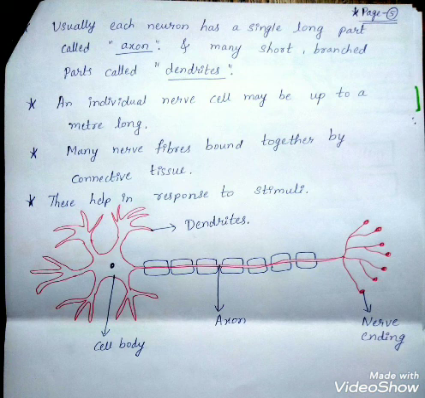So now the structure of a neuron has dendrites, cell body, axon and nerve ending. This is very important for a 2-mark question. So this completes the chapter on tissues.